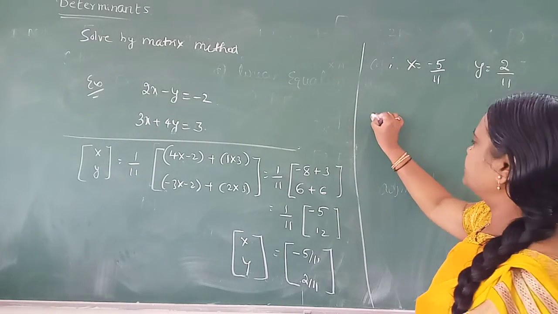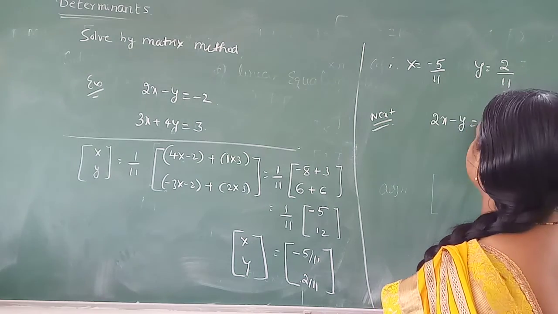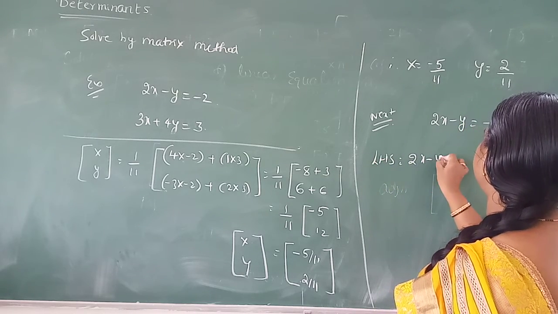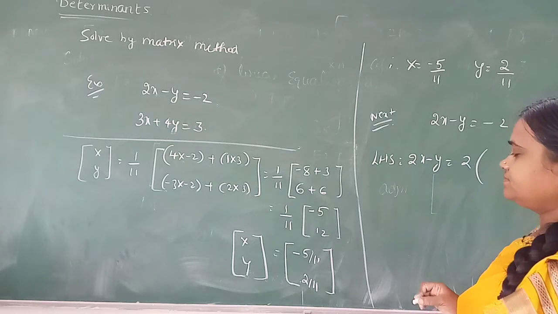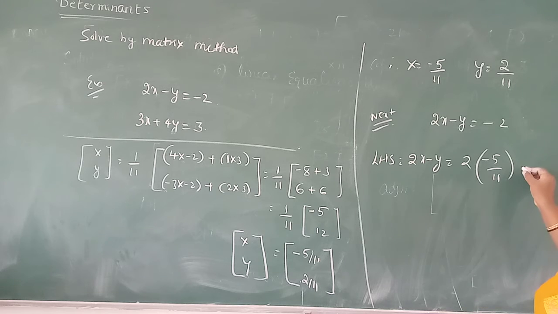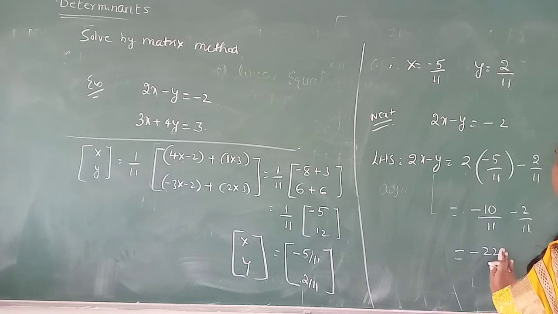Next, is it correct or not? We have to verify by using 2x minus y is minus 2. We will take the left hand side. 2x minus y. 2, what is our x? Minus 5 by 11. Next, minus 1, y is 2 by 11. Minus 10 minus 2 by 11, minus 12 by 11.